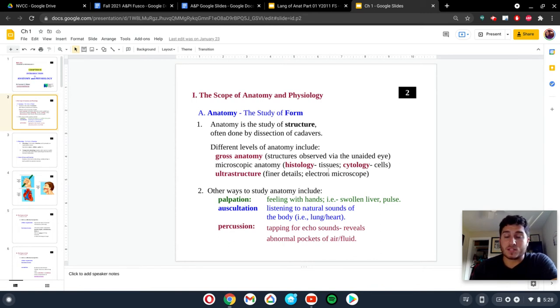There are other ways to study anatomy. It's not just what you see. It could be other things such as palpation, where you can feel with your hands, and so on. So there are different ways that you can study anatomy. And again, it is the structure.